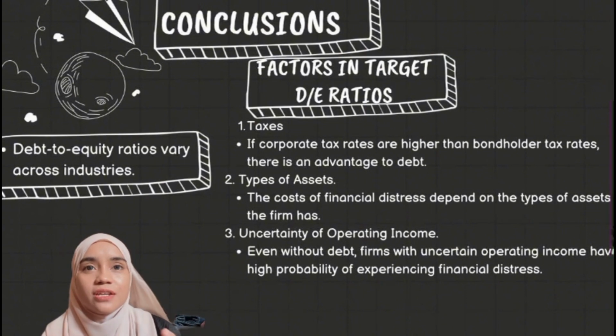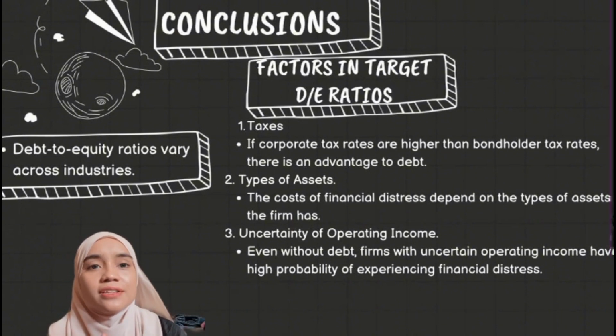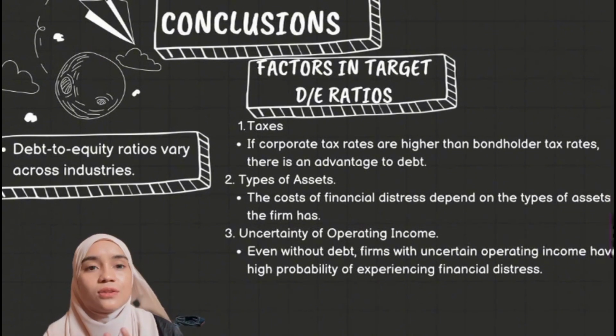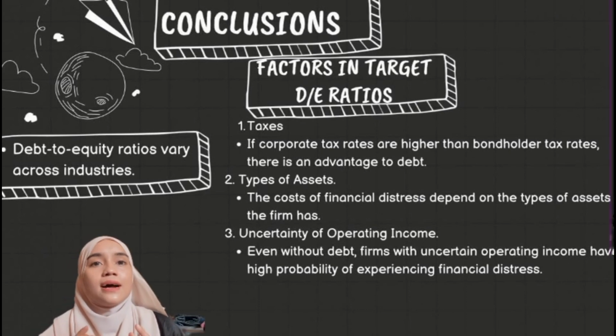Debt-to-equity ratio varies across industries. The factors in the target debt-to-equity ratio fluctuate. If the corporate tax rate is higher than the bondholder tax rate, there's an advantage to debt. Two is the asset: the cost of financial distress depends on the type of asset the firm has. Number three is uncertainty of operating income.